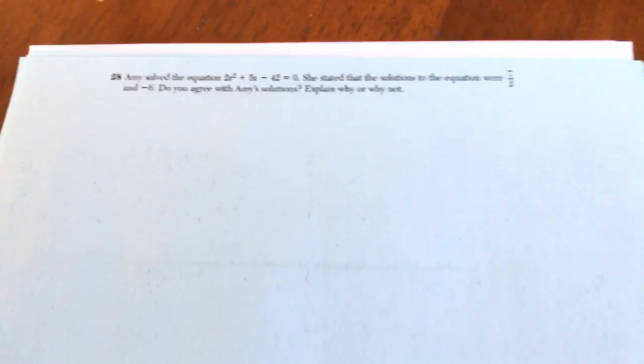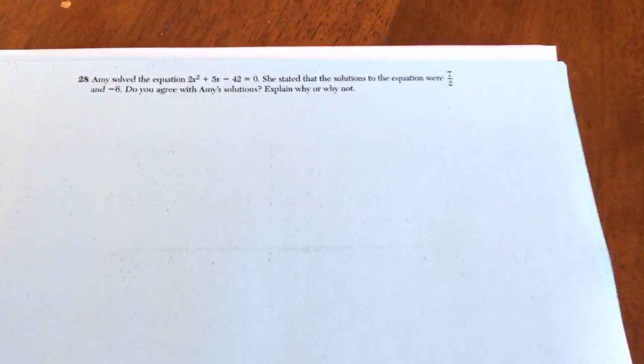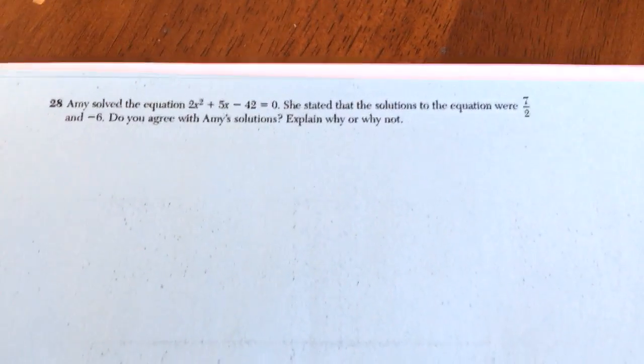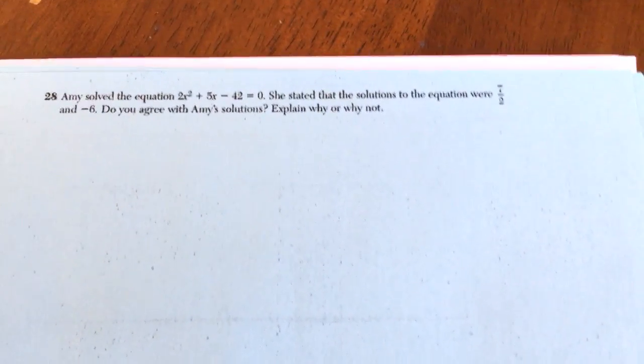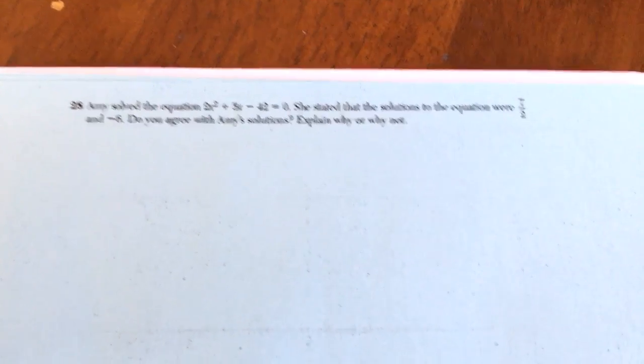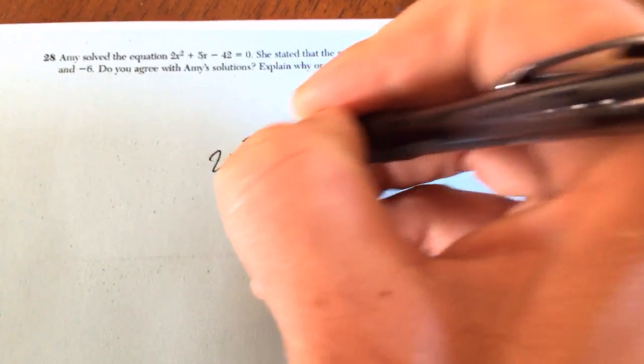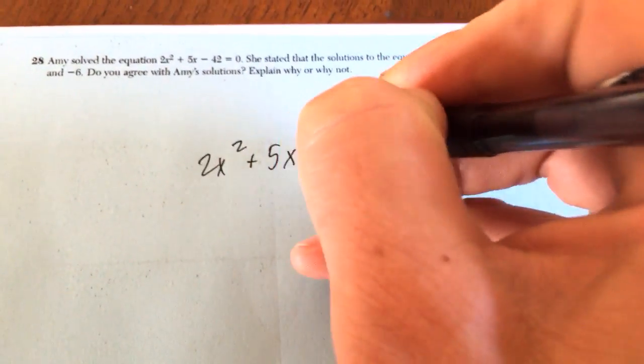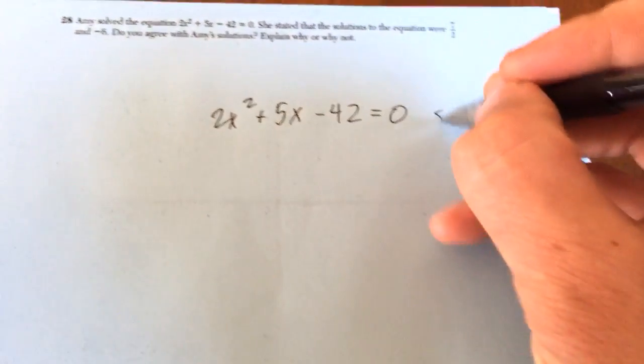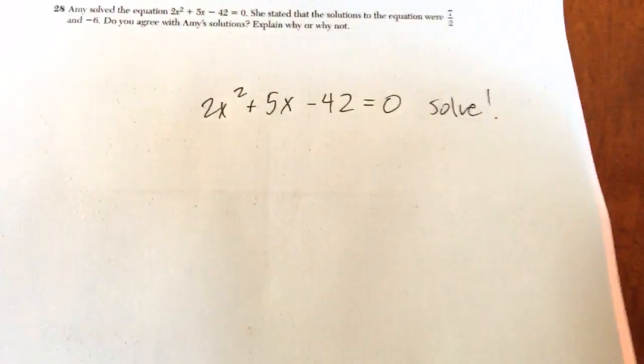Number 28 is another changing trend in types of questions on the Common Core test. Usually it would say, solve the equation. Now it's giving you a situation. Hey, Amy solved it. She stated these were her solutions. Do you agree with her? Okay, so what we're going to do is take 2x squared plus 5x minus 42 equals 0, and we are going to solve, and see if our answers match.